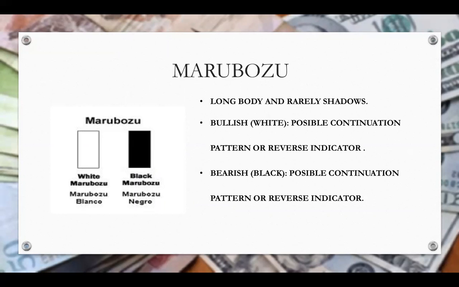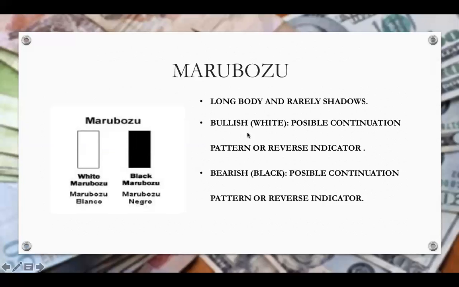Marubozu is my favorite type of candlestick. A Marubozu has a long body and rarely any shadow; it doesn't have any shadow. White means bullish, and black is bearish. I will give you some examples.